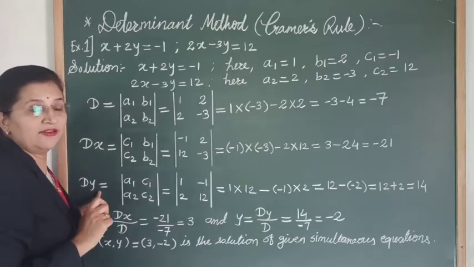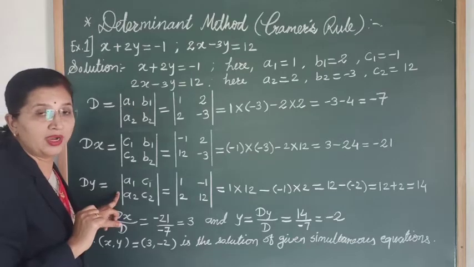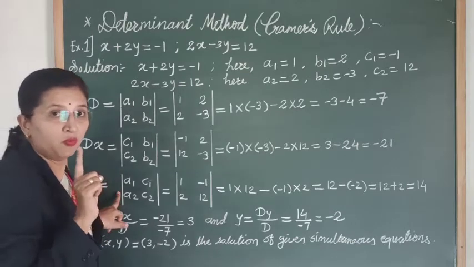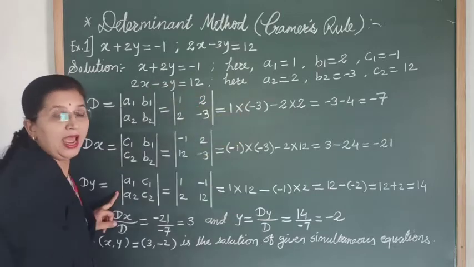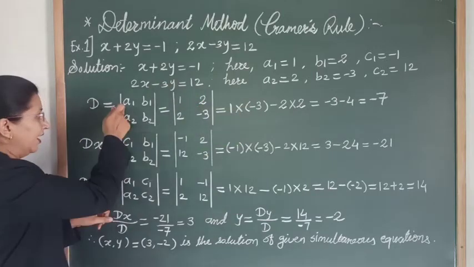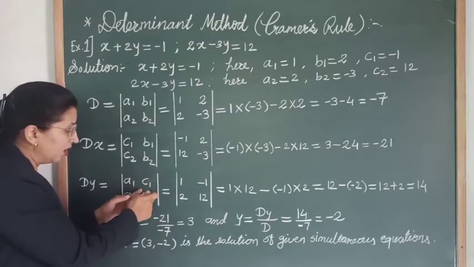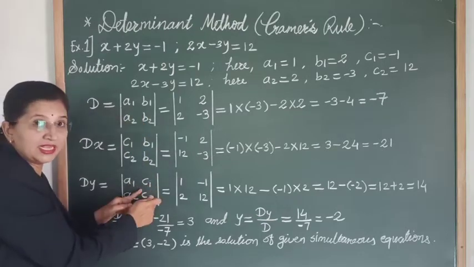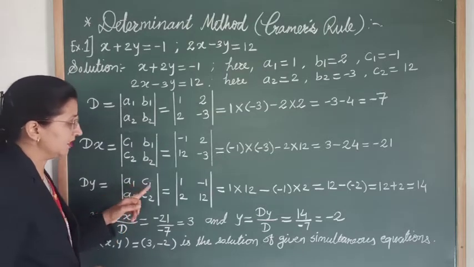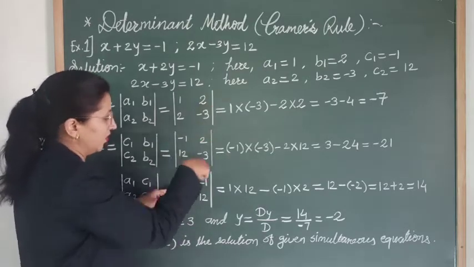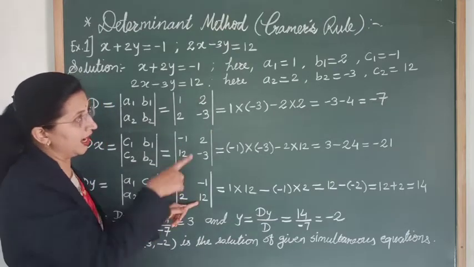While finding the value of determinant dy, we have to replace the coefficients of y. What are the coefficients of y? That is b1 and b2. So a1, a2 will be as it is in the first column. In the second column, b1, b2 will be replaced by c1, c2. Let's put in the values: a1, a2, that is 1 and 2, and c1, c2, that is negative 1 and 12.